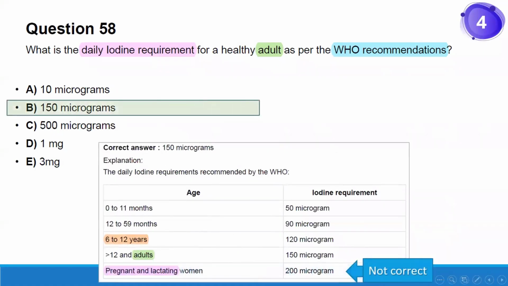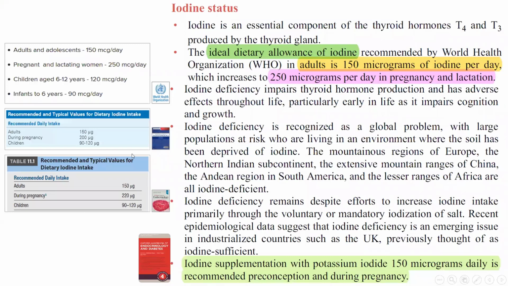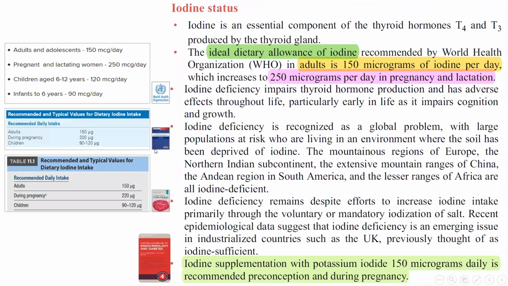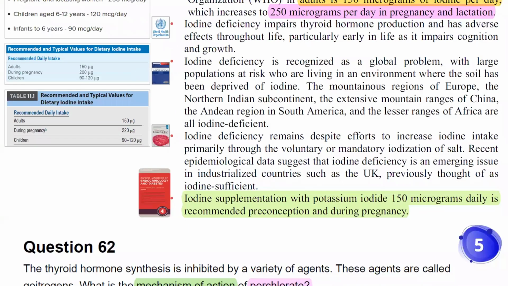But don't forget the daily requirement for pregnant and lactating females. What? 200? No, 200 is not correct. Not 200, 250. Yes, this is 250. This is the correct one according to the WHO, and it is presented in the fourth edition of the Oxford Handbook. And don't forget that Williams' book, the 13th edition, mentions 200 during pregnancy, and in the latest edition they mention 220 micrograms per day during pregnancy. But the correct one is 250 micrograms per day for pregnant and lactating females.